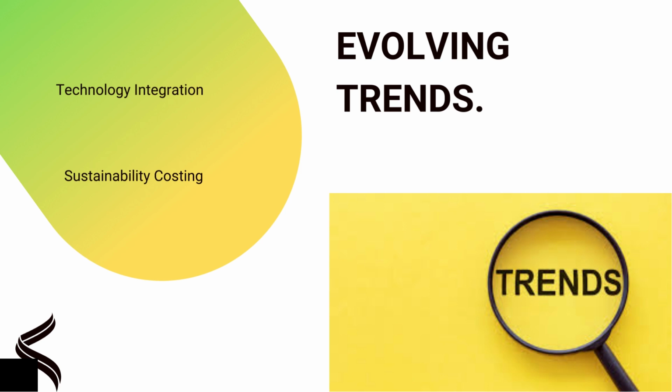There are so many software options. There's QuickBooks and all. You can use any software that you feel is comfortable in your business. Secondly, we have sustainability costing, and this is where you incorporate environmental and social costs into traditional costing methods.